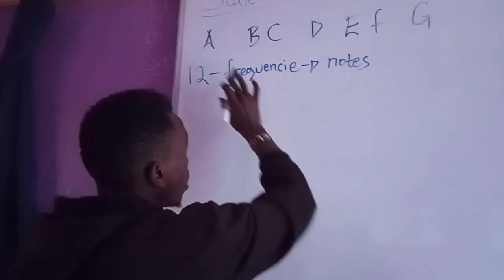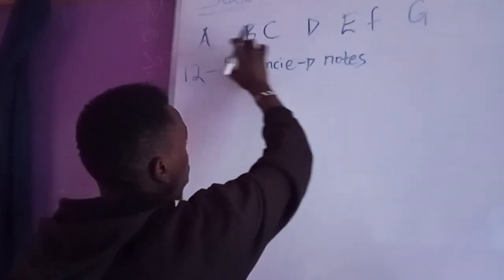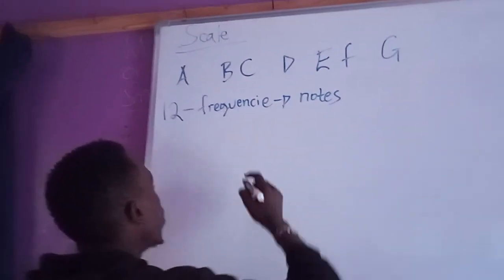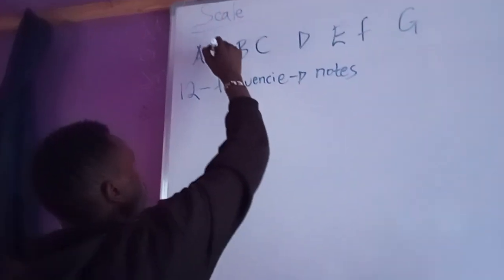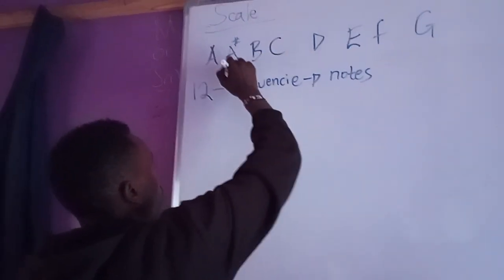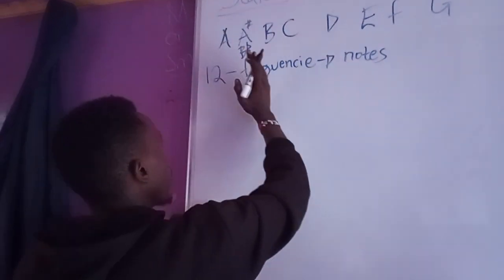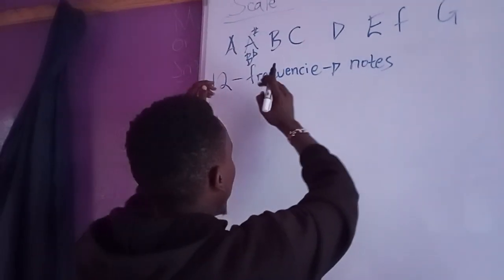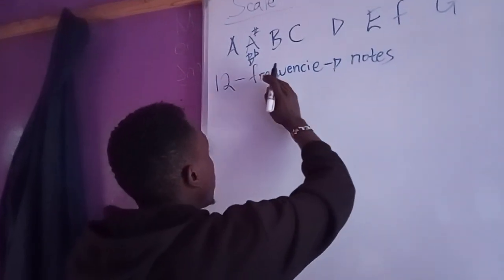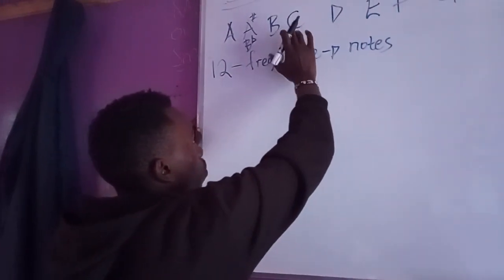As you have noticed by now, we have 7 letter names: 1, 2, 3, 4, 5, 6, 7. So which are the other 5? Between A and B, we introduce another one we call A sharp or B flat. If we are going backward, we call it a flat. If we are going forward, or to our right side, we call it a sharp. Between B and C, we don't have a sharp or a flat.